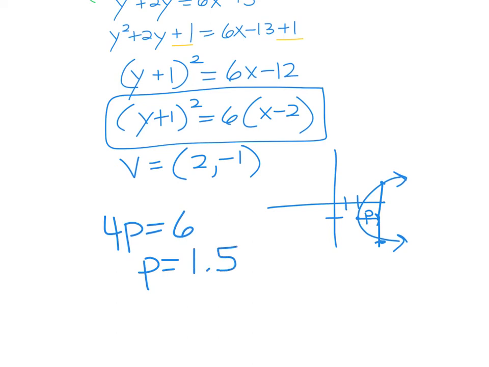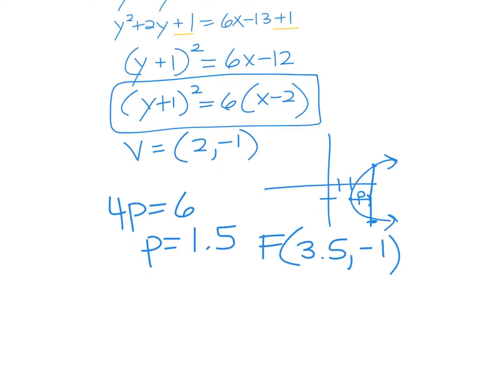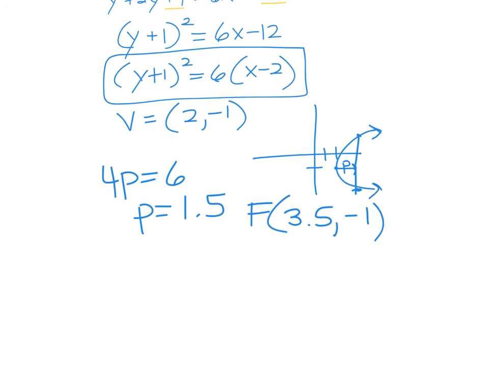So then that means that our focus is going to be 1.5 to the right. So that would be at where? 3.5. Good. 3.5, negative 1. Okay? Draw a picture. It helps a lot. Because if you look at this, you're like, okay, if I have to go 1.5 that way, then that's affecting the x and not the y. So 3.5, negative 1. And then what would be our directrix line? X equals 0.5. Yes, x equals 0.5.